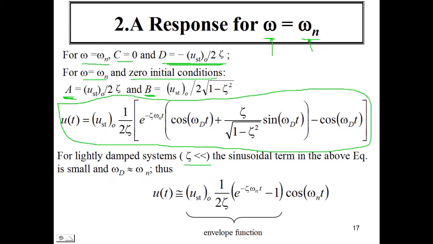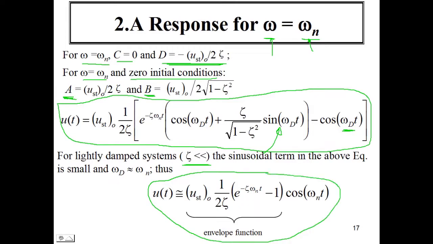for lightly damped systems, in other words, zeta is very small, the sinusoidal term in the above equation is small, and omega d approximately equals omega n. Therefore, the total displacement can be expressed as follows. Please pay attention to the envelope function.